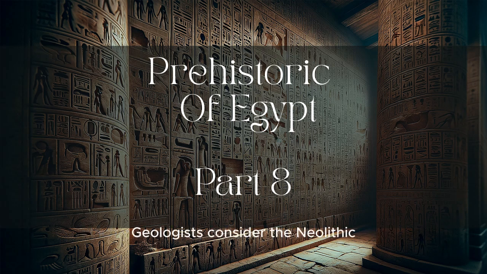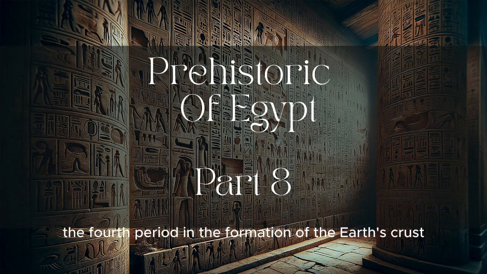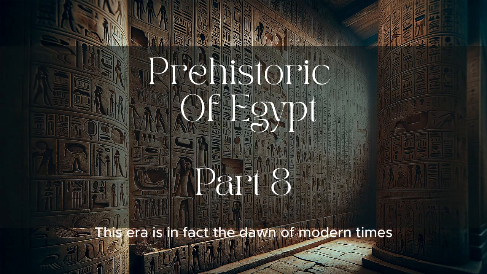Geologists consider the Neolithic Age to begin at the end of the Pleistocene and the beginning of the Holocene, the fourth period in the formation of the Earth's crust. This era is, in fact, the dawn of modern times, as during this period, the general conditions of human life gradually changed from the conditions of life experienced by human beings today. The beginning of the Neolithic period coincides with the period of glacial retreat, which continues to this day.